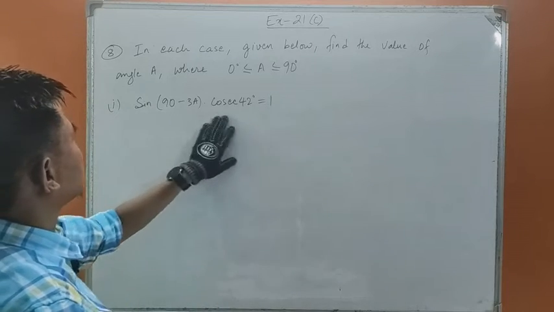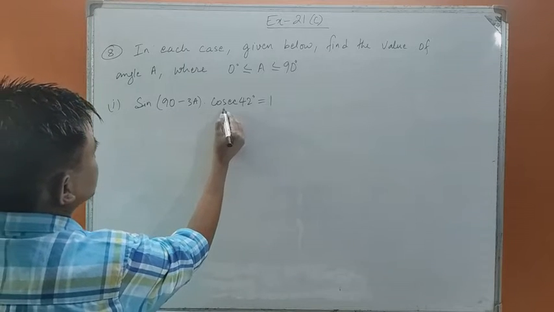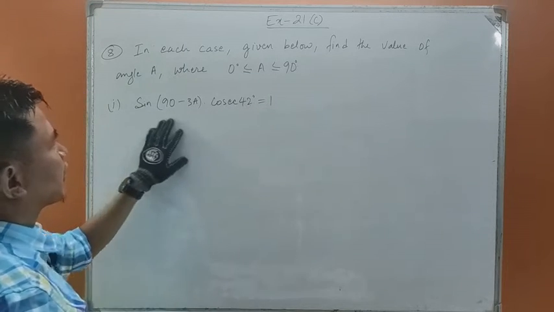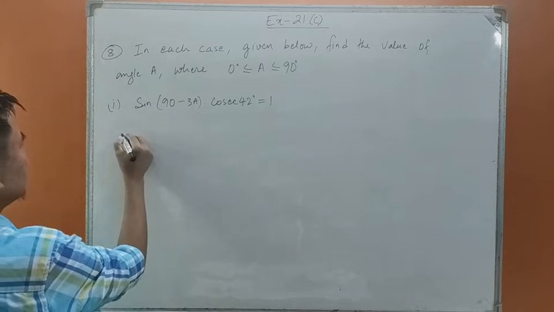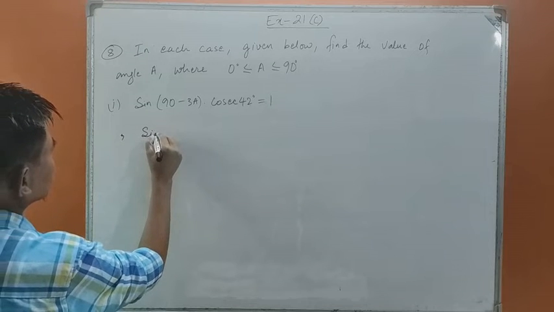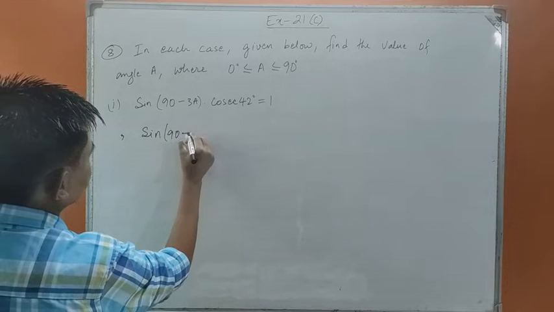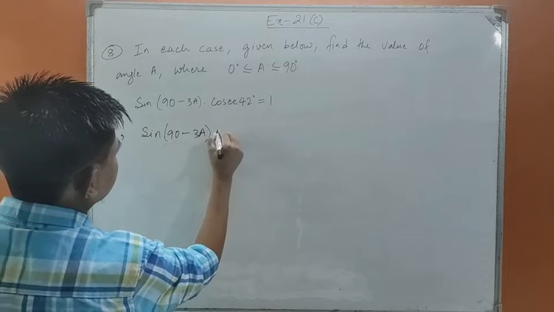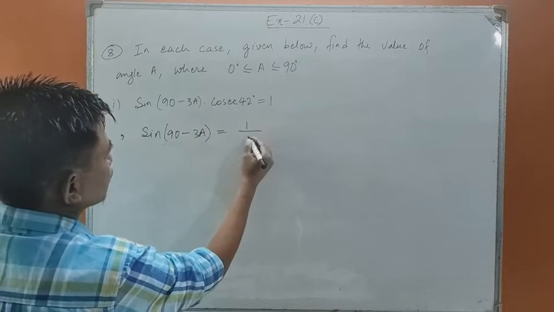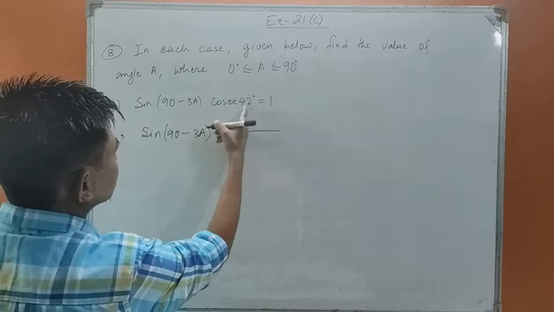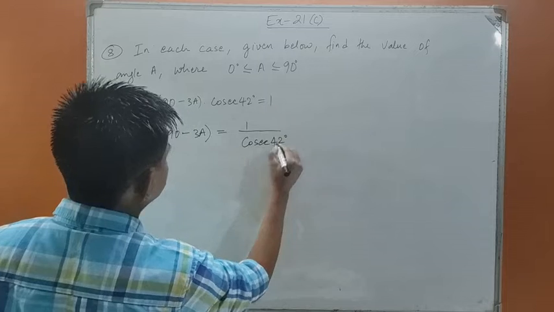So we have question number 1 of 8 here. Sin(90 minus 3A) into cosec 42 degree equals 1. We are provided with this equation and we are asked to find the value of angle A, isn't it? So let's begin. Sin(90 minus 3A) equals 1 upon cosec 42, cross multiplying. Cosec 42 goes to the denominator on the right hand side.